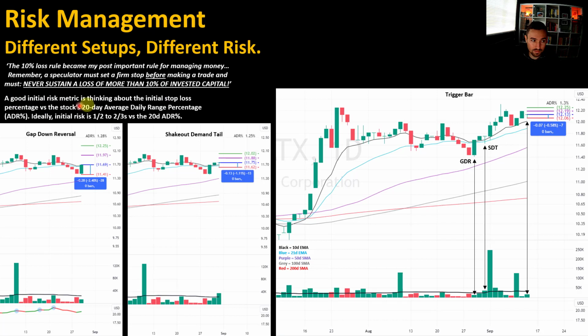A good initial risk metric is thinking about the initial stop loss versus the stock's 20-day average daily range percentage, ADR percentage, which is this here. Ideally, initial risk is half to two-thirds of the 20-day ADR percentage, and that is a good risk metric.